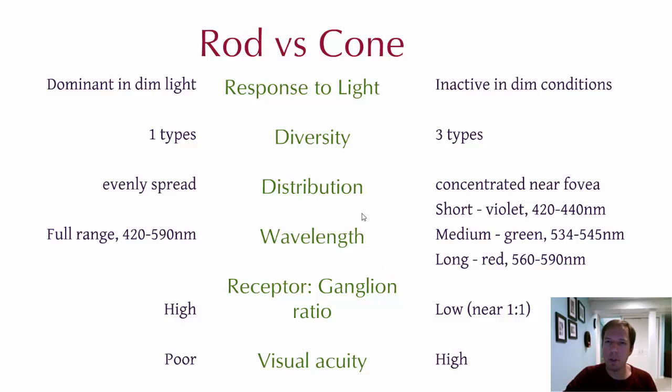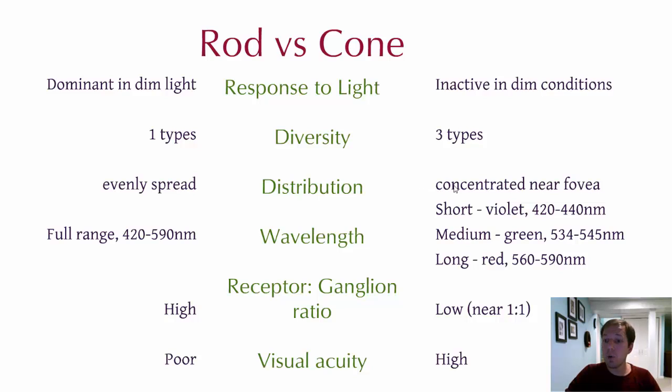So if we do a quick comparison here between these two different types, rod cells are going to be dominant in dim light, whereas cone cells are going to be inactive when it's dim, which is why you can't see color when the light is very low. There are 3 types of cone cells in humans, whereas there's only 1 type of rod. Rod cells are going to be evenly spread throughout your eye. And so in dim conditions, your peripheral vision and the area that you're focusing on are going to have about the same resolution. Your peripheral vision isn't much worse than the thing that you're staring directly at.